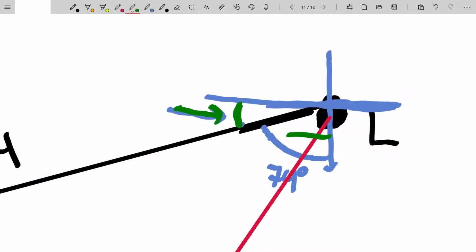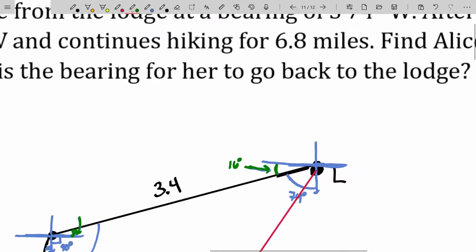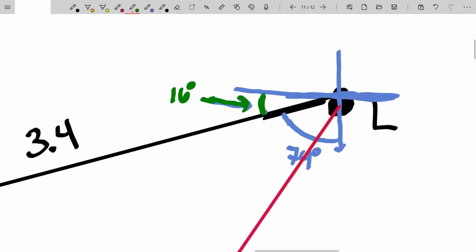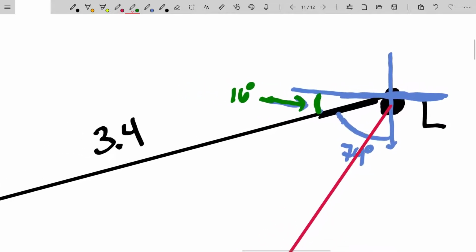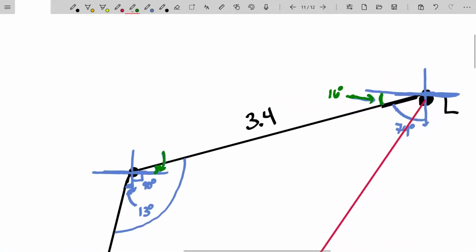This full angle right here is a right angle, but 74 degrees is taken on the first chunk of it. So this green angle here must be 90 minus 74, which is 16 degrees. Did I say 74? Is that right? Okay, yeah, 16 degrees. All right, great. So if that's a 16 degree angle, then so is this one.